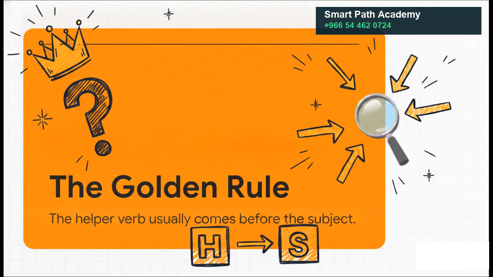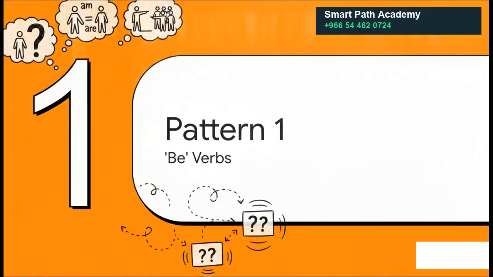This simple little visual switch is our absolute gateway to understanding how English sentence structure really works. And that brings us to what we call the golden rule. I want you to read this slowly and clearly with me. The helper verb usually comes before the subject. This rule is literally the foundation for everything you are going to learn in this lesson. You've got to remember it. Helper before subject.